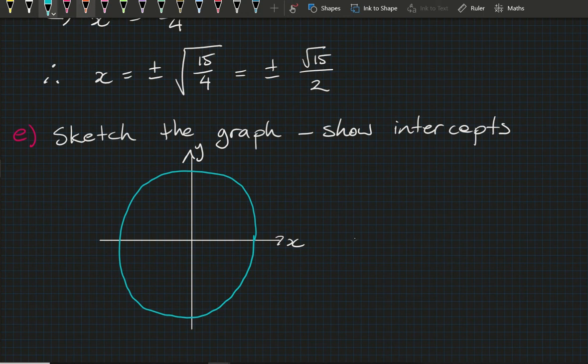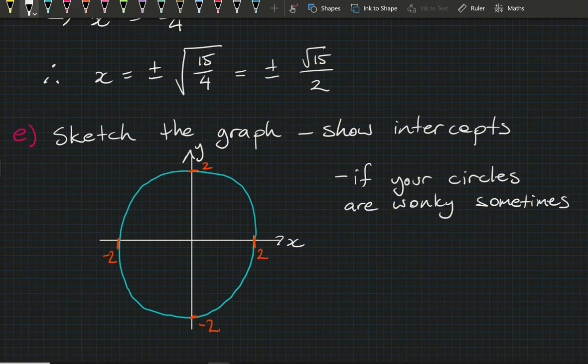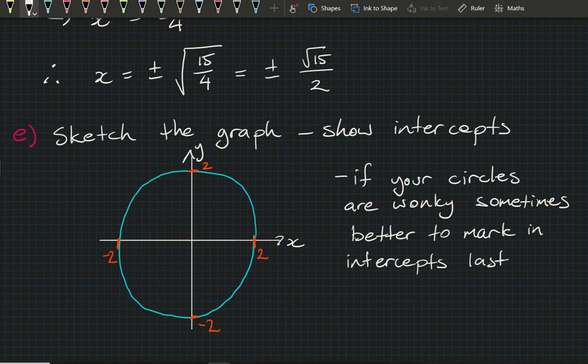I'm going to now mark in the intercepts. Now, because we've got a radius of 2, that means that every point on the circle is 2 away from the center 0, 0. So we would have positive 2 in the x direction and negative 2 in the x direction, and the same for y. The reason why I drew the circle first and then the intercepts is that if your circles are a bit wonky, sometimes it is much better to mark in the intercepts after you've drawn it, because it can be quite difficult to make it stick to your intercepts. So really, we're just going to fake it until we make it.